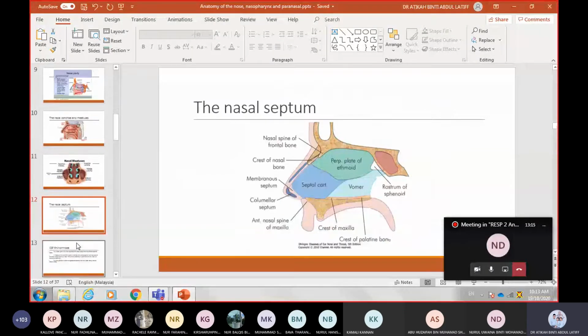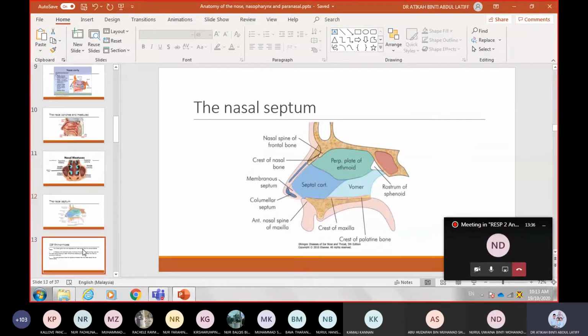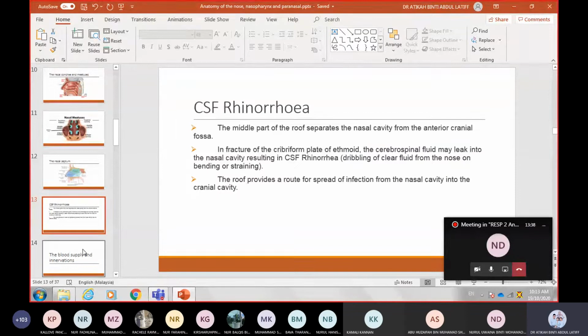Okay, so how about the nasal septum? What consists of the nasal septum? What can you find? Here is the septal cartilage. Okay, and then you have the perpendicular plate of the ethmoid and also the vomer. So these 3 make up the nasal septum. Okay, so just a bit of clinical correlate.